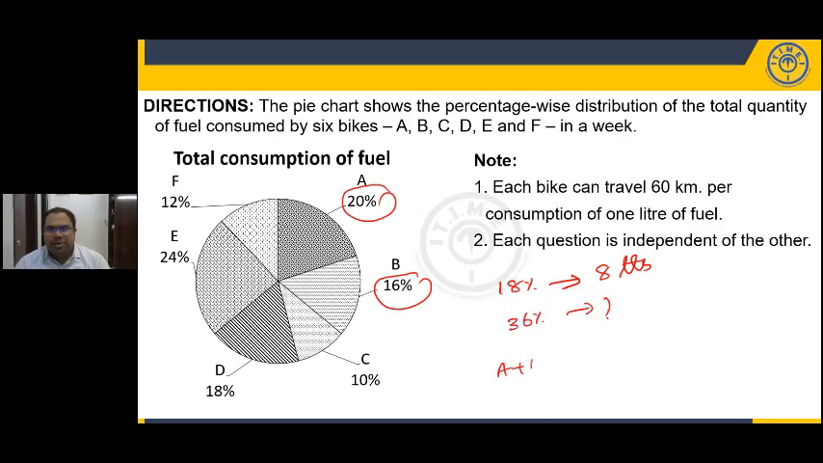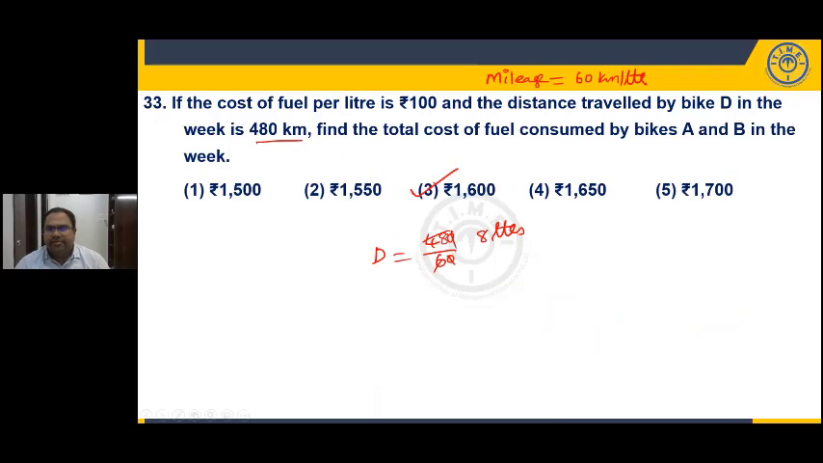So what is A plus B consumption? Double number. 18 double 36. So 8 double, 16 liters. Cost of 1 liter, 100 rupees. 16 liters, 16 into 100. 1600. 1600 is choice 3.